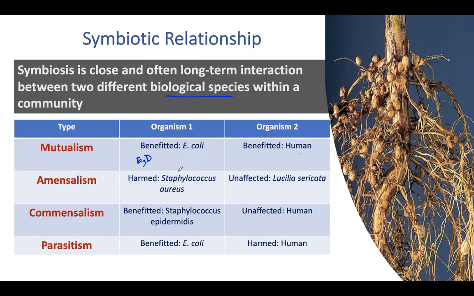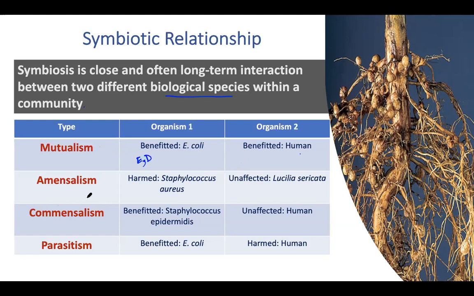E. coli who actually live and share a mutualistic relationship with the human. Okay, so remember this one, not all E. coli. There are E. coli who are pathogens. So that's an example of mutualism.